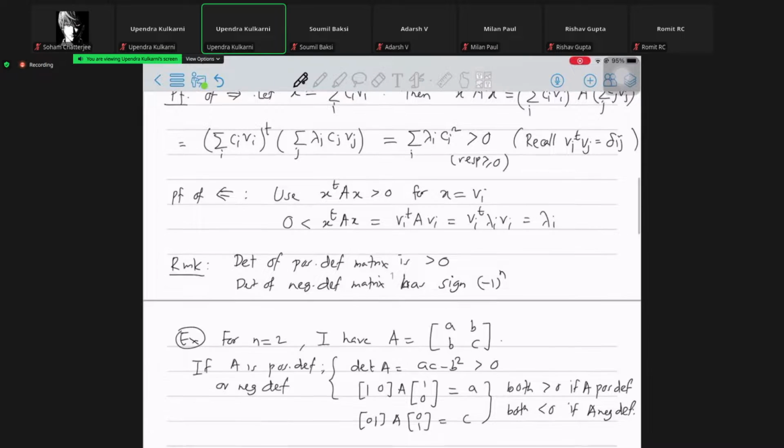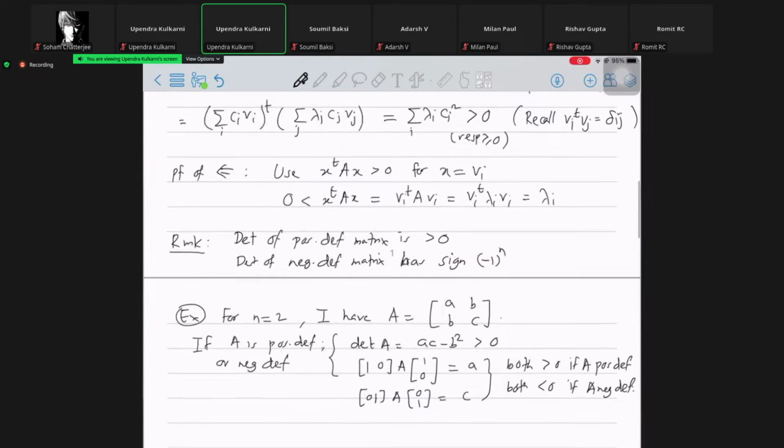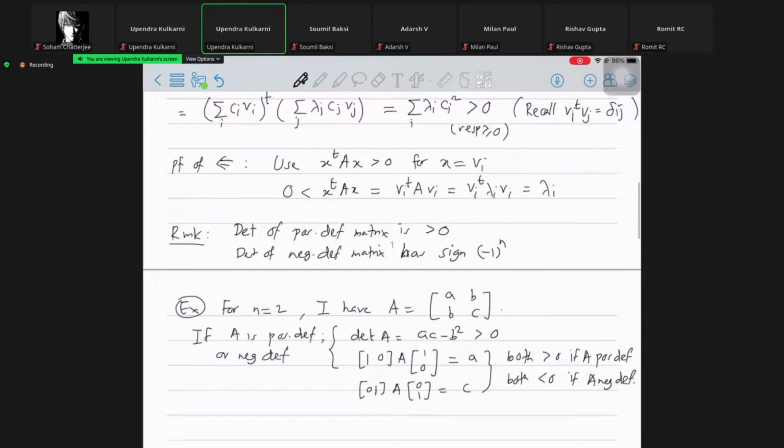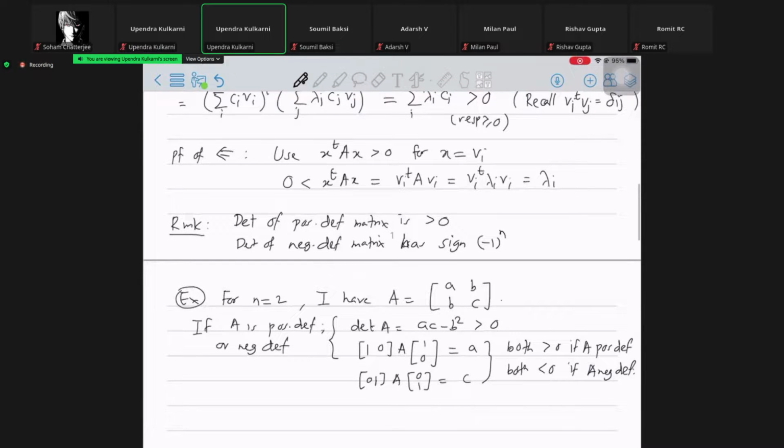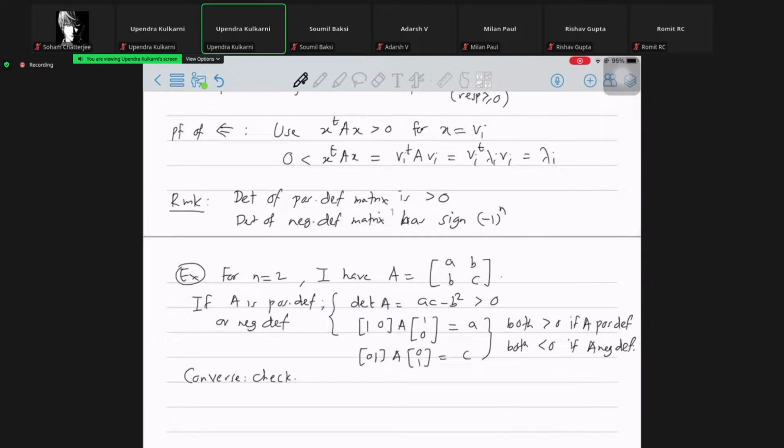So the exercise is to check if the converse is true. That is, if all of these conditions are met, then can we say that A is positive definite or negative definite? So converse? And the answer is yes, the converse is true. So check. This is going to be important for us.